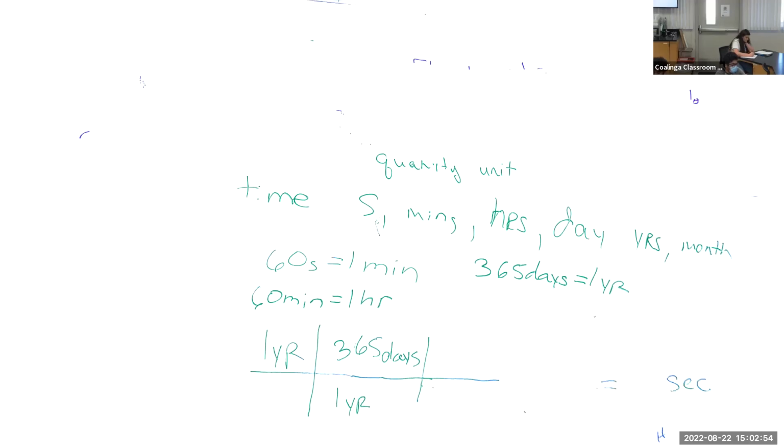If I have days, how many hours are in a day? 24. So 1 day equals 24 hours. These units are going to cancel out. How many minutes are in an hour? Hours are going to cancel out. And then how many seconds are in a minute? 60. So 1 minute is 60 seconds.